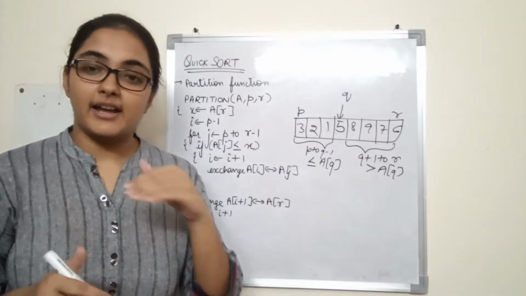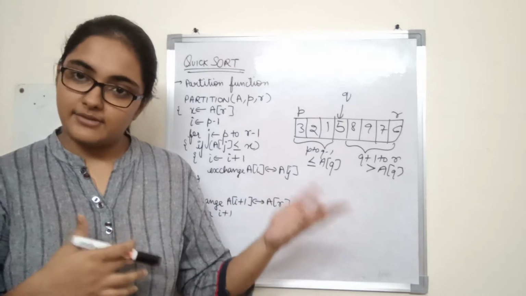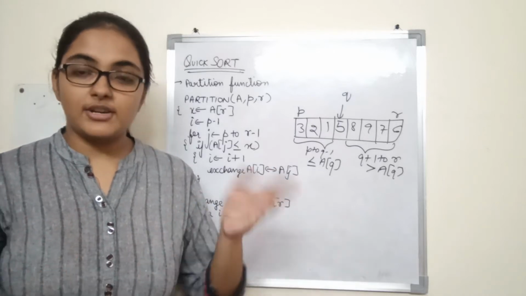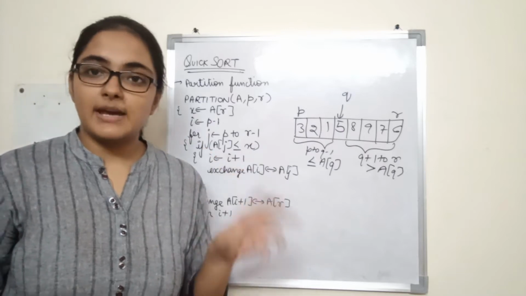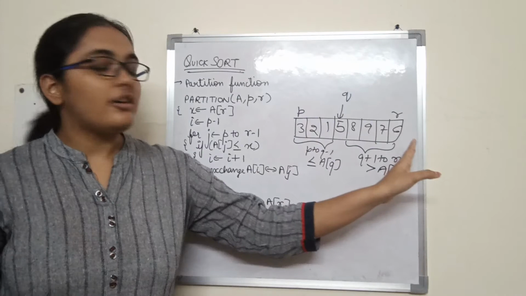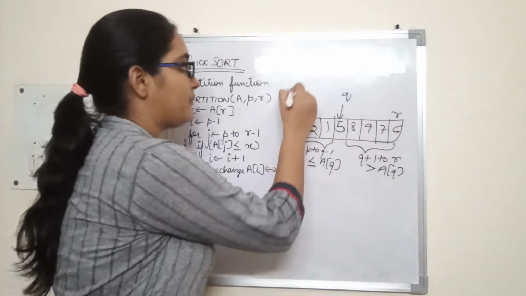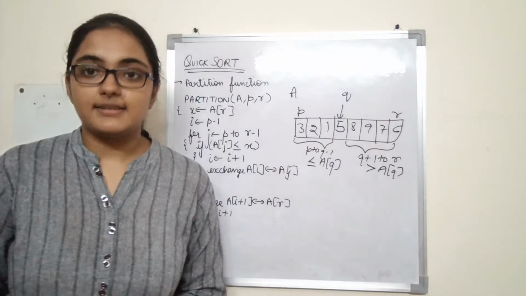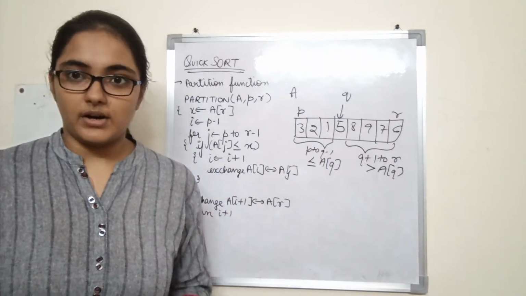And in order to conquer, we just call quicksort recursively to solve the sub-arrays, till it reaches the base condition. The combination step is not required because it is an in-place algorithm, and at the end of quicksort, the array A from P to R is already sorted. That is the result of this algorithm. So this is how quicksort works.